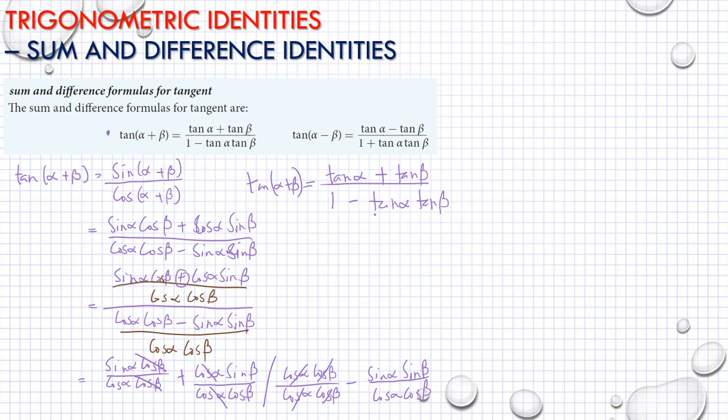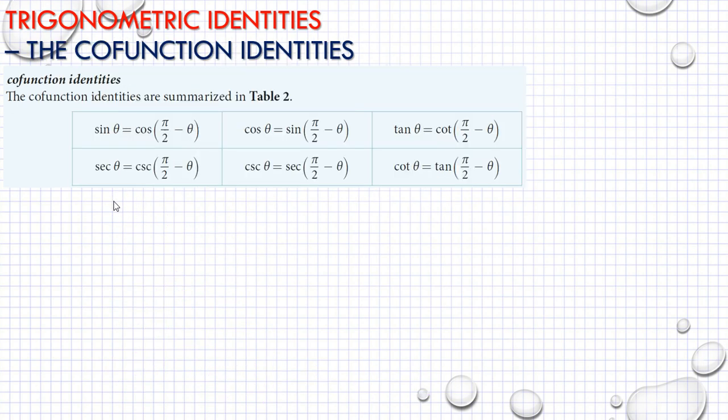It is the same with tangent of alpha minus beta. I'm not going to show you that in this video because you know it already with the plus. Like I promised, in my next video I will be starting to solve examples. But before I end, I am going to discuss more about the cofunctions.